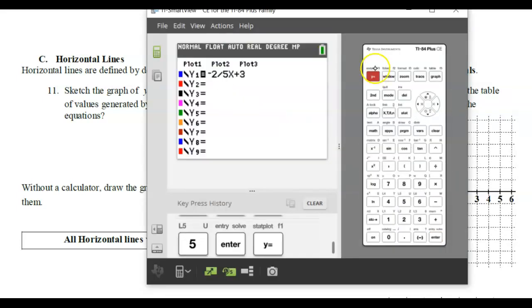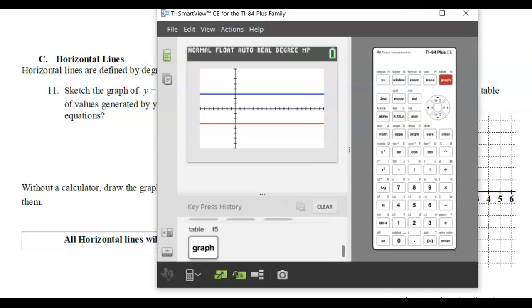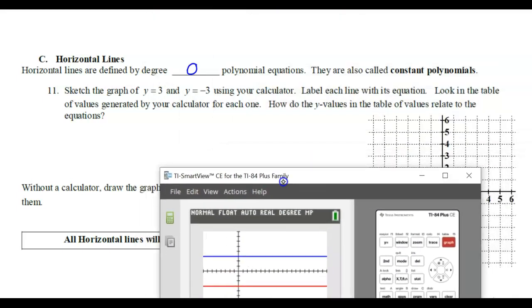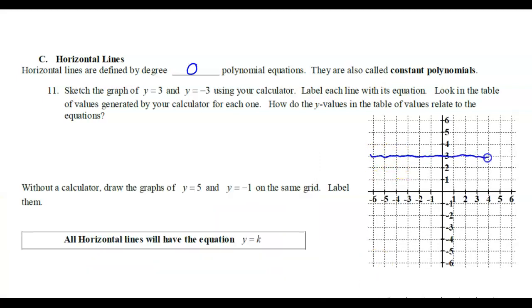So I'll use a TI this time. So these y equals 3, y equals negative 3. You can use the same screen, whatever we had before. Notice they are horizontal lines. Okay, and those are the y-intercepts. So sketch them using your calculator, label each. So now we're going to graph them on our grid paper here. That's really squiggly. I'm going to use my ruler.